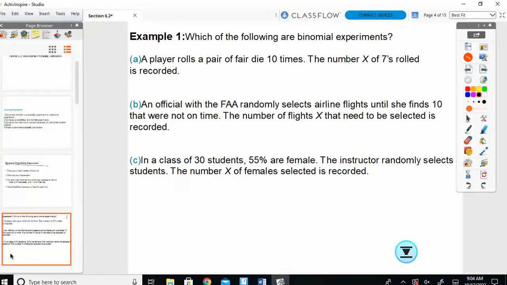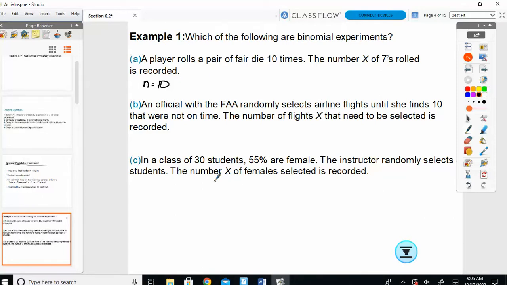So I just want to look at a few scenarios and decide if these would be binomial or not. A player rolls a pair of fair die 10 times. The number x of 7s rolled is recorded. So if it's binomial, we have to have n, a set number of trials. Are we running this a set number of times? 10 times. So we met that requirement. The trials are independent. When you roll a dice, does that change what you roll the next time? No. So they are independent.